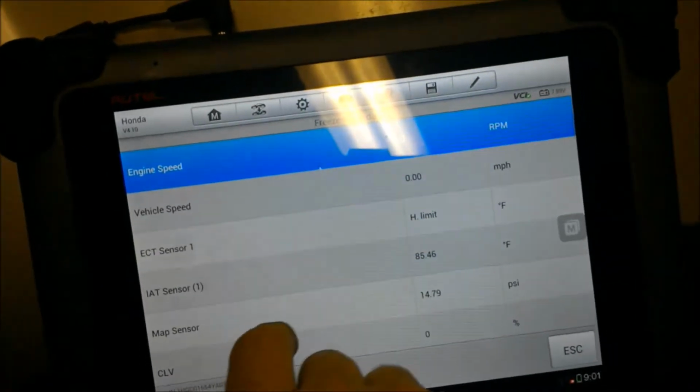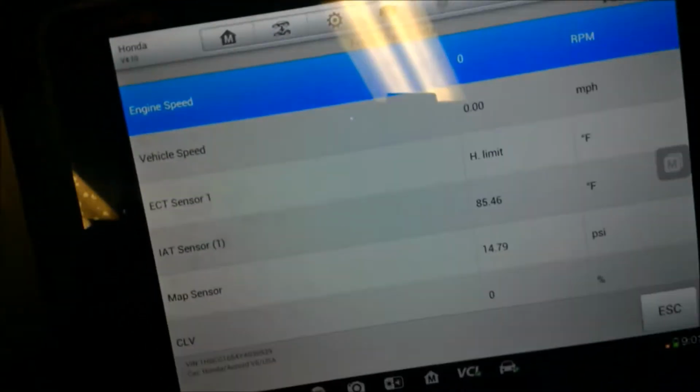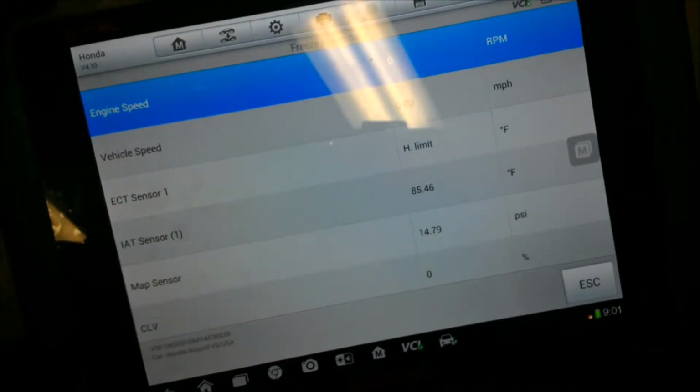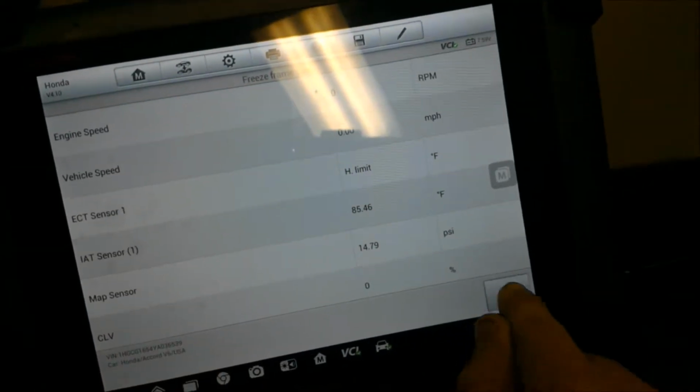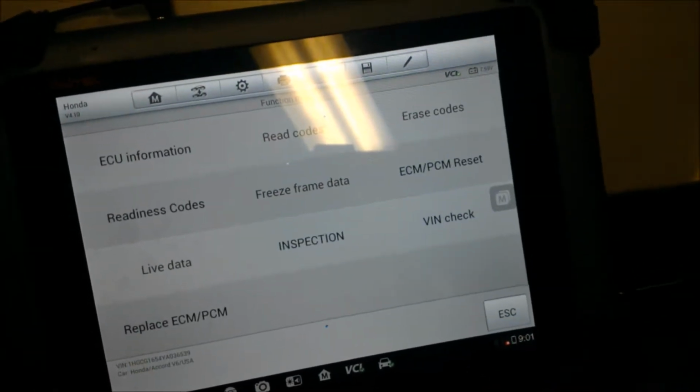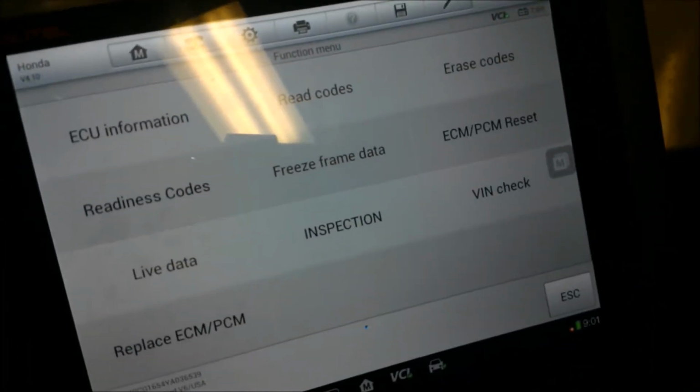So yeah, the freeze frame just goes over what the vehicle was doing at the time that the code came up, and that'll give you a better idea of where to head next. So the next step is to find out why that code's being thrown.